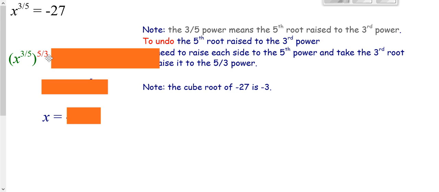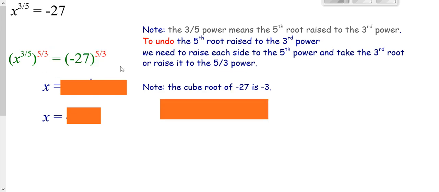Another way you can think about it is you have an exponent raised to an exponent. You need to multiply those exponents to get an exponent of 1. So if I raise the left side to a 5/3, you got to raise the right side to a 5/3. So you'd have to do the denominator of your exponent, which would be the cube root. Cube root of negative 27 is a negative 3. Still have to raise it to the fifth power, so you get negative 243.